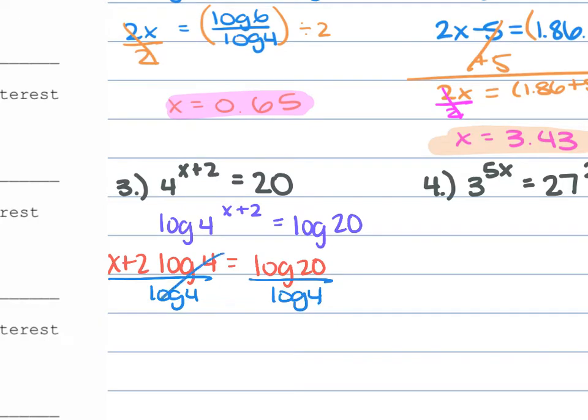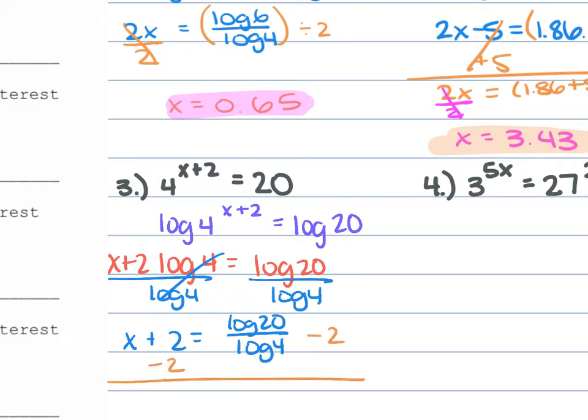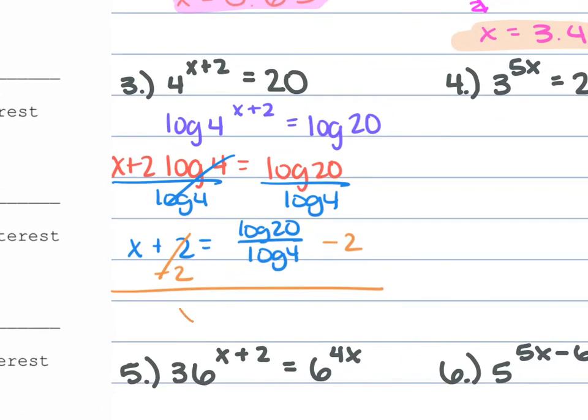and then we subtract 2 from each side. So x plus 2 is equal to log 20 divided by log 4. We subtract 2 from each side. And in our calculator, we do log 20, close the parentheses, divided by log 4, close the parentheses, hit enter, subtract 2 from that number, and we get x is equal to 0.16.